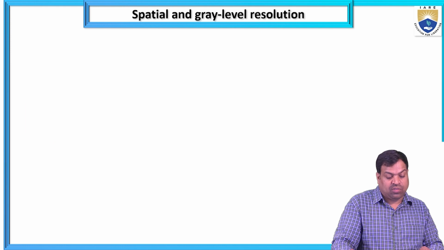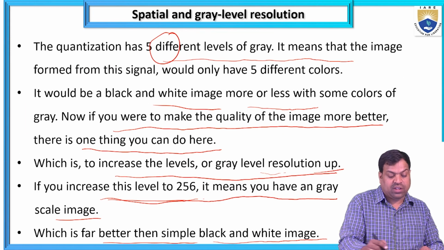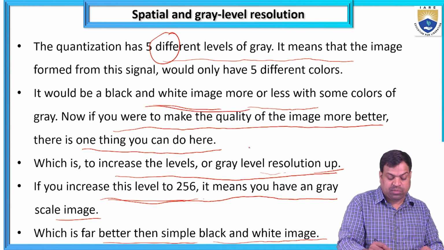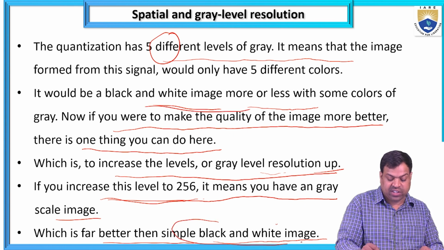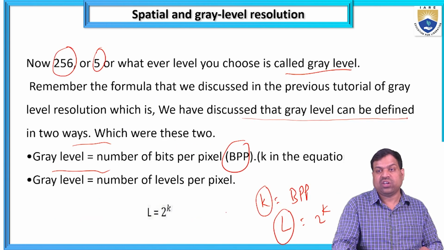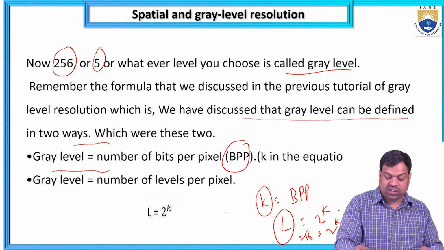Here we take 5 different levels and there is no change in the image. If I take it as simple black and white, there is no change. If I take 256, there is no change. So L equals 2 power k, meaning 256 equals 2 power k. What is the k value here? k equals 8 bpp.